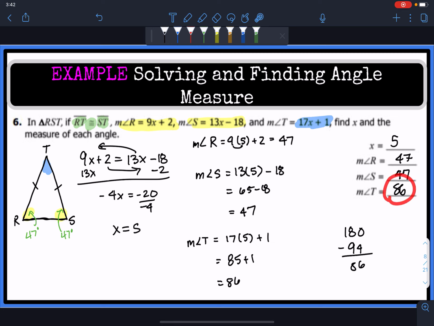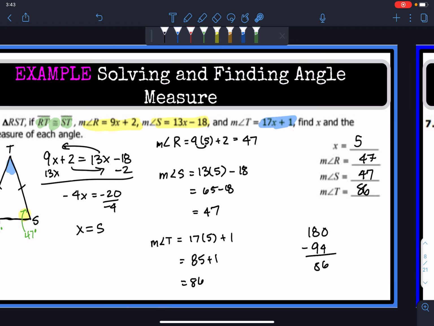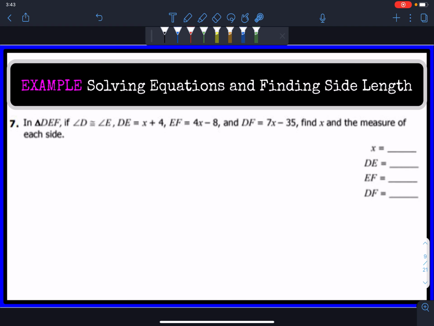Again, you could use the angle sum theorem, knowing that these three angles have to add up to 180 degrees. I would take away the 47 and 47 to get 86, or plug in 5 for the value of x in this expression for T. It still gives us the same answer of 86. Let's look at another example.